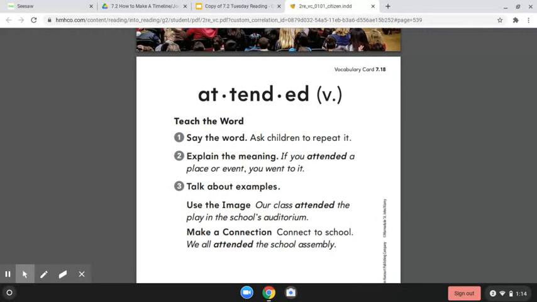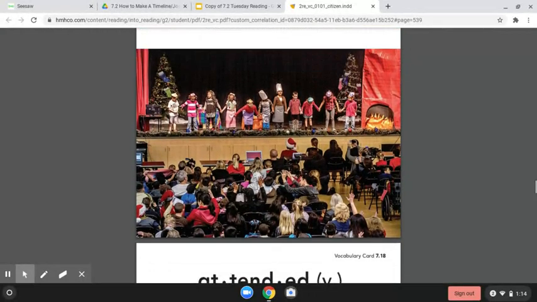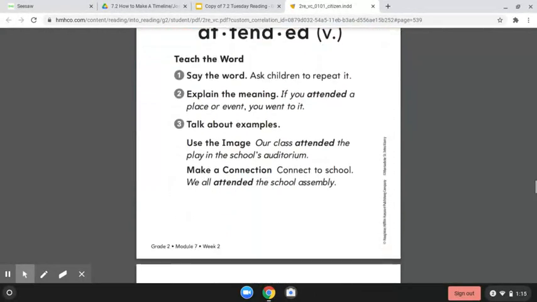If you attended a place or event, you went to it. So our class attended the play in the school's auditorium. So everybody went to the play, so that means attended.